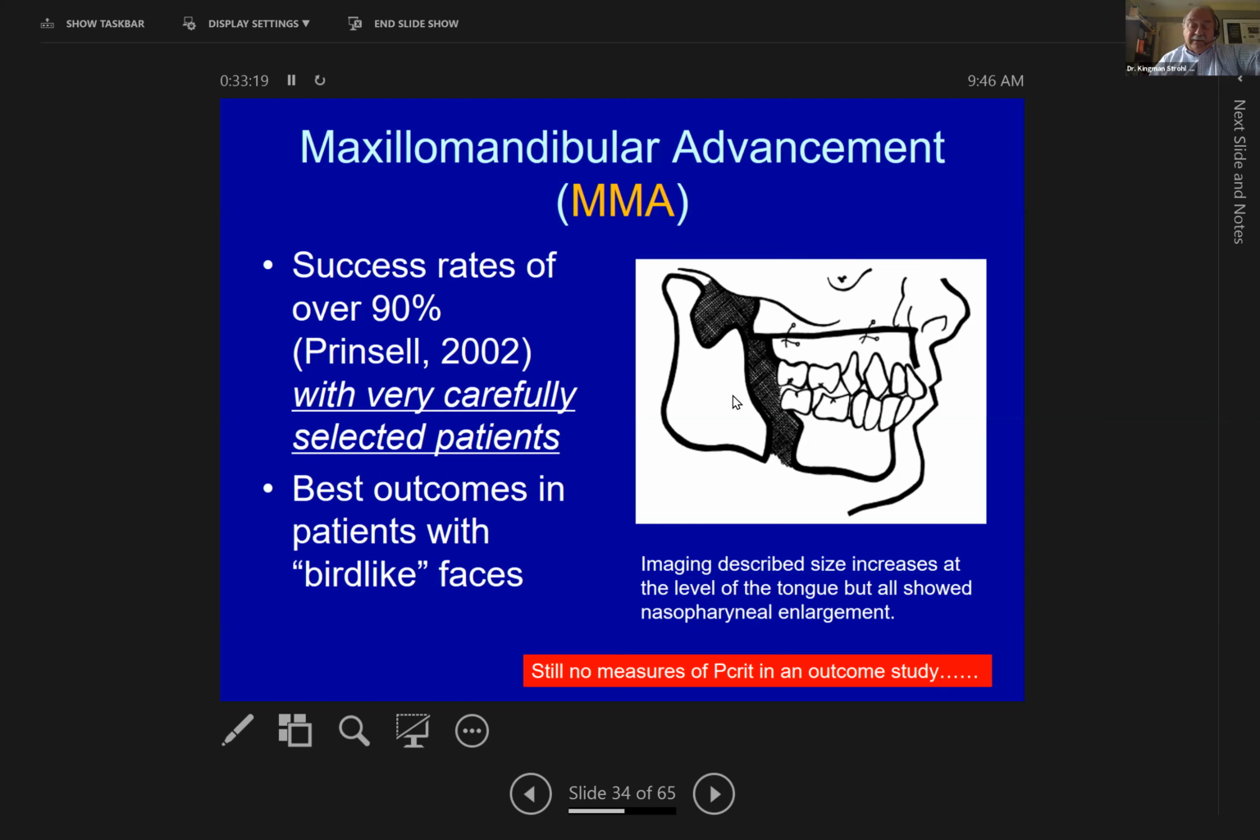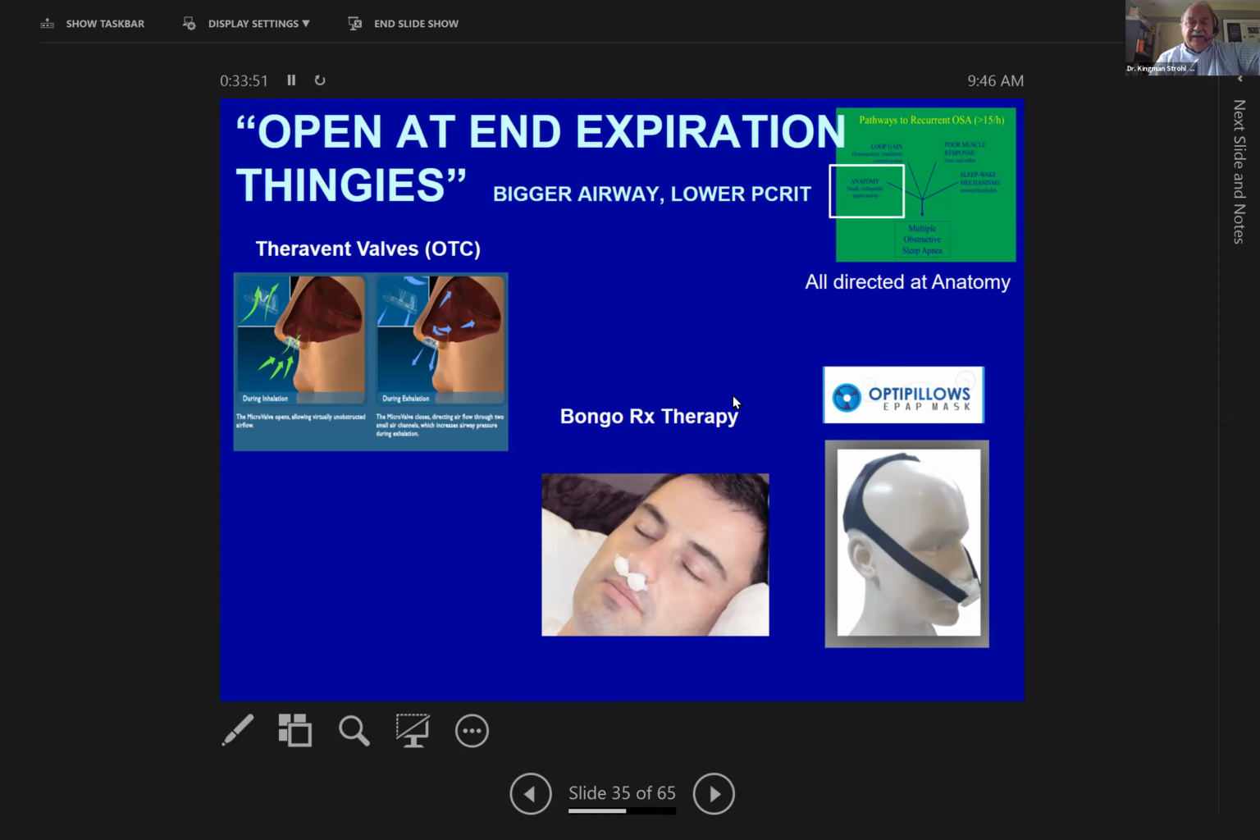So there are all sorts of things you'll hear about. Theravent, or valves that prevent or restrict the airflow on the way out. So a bigger airway at end expiration gives you a bigger airway in inspiration. And there are some new things you'll hear about at the VA called Bongo, Optipillows, and a couple of other things that we're trying to look at, especially now that they have this CPAP recall.